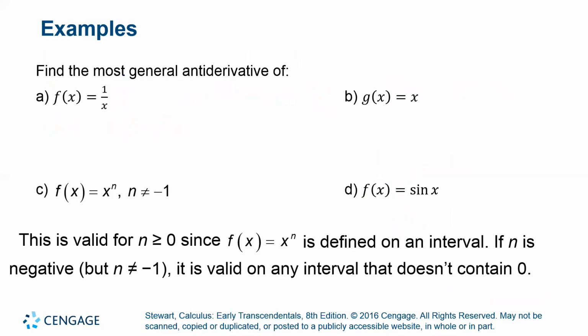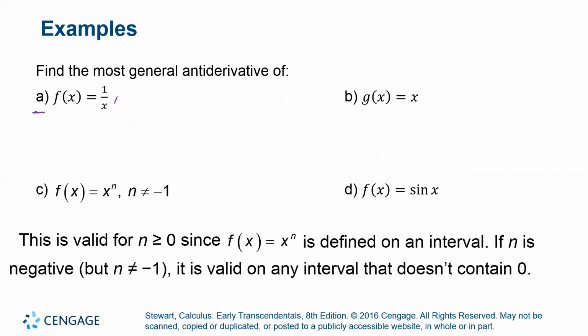So let's use this approach and find the antiderivative of the following. We are given part A, f of x is equal to 1 over x. Now remember, there's a function that when you differentiate it, you get what? 1 over x. Assuming that I want to use the approach I used for x squared, right?